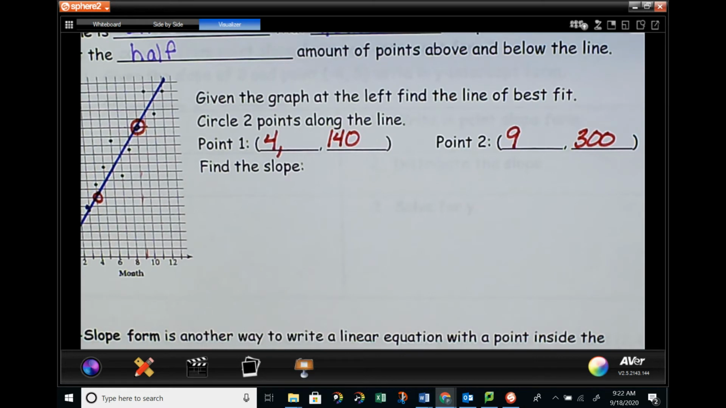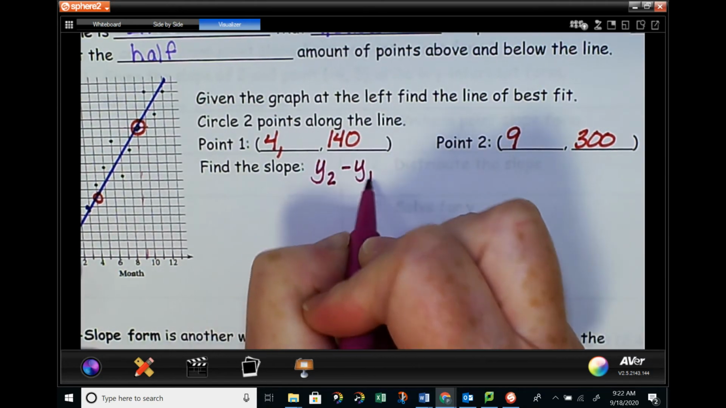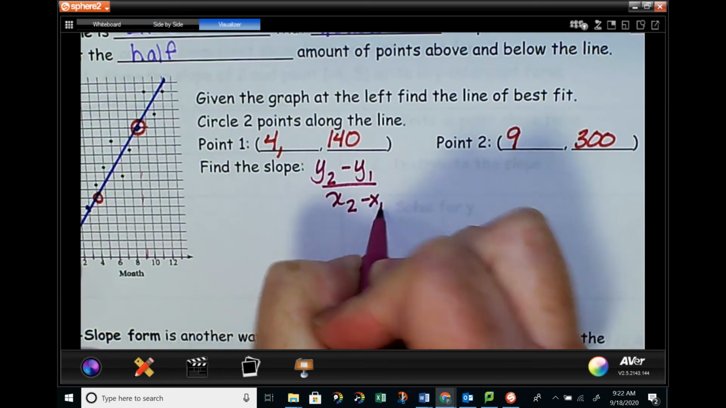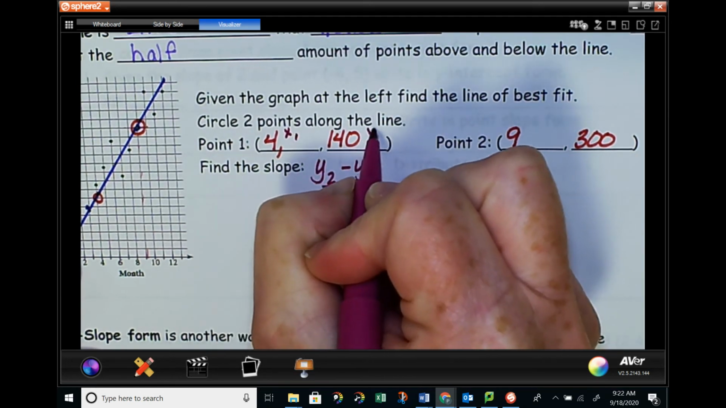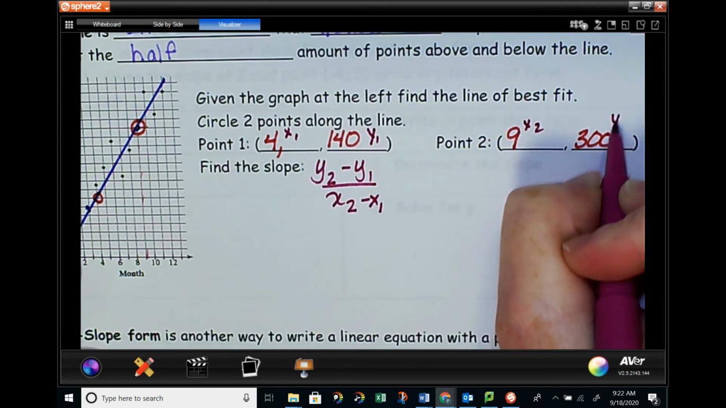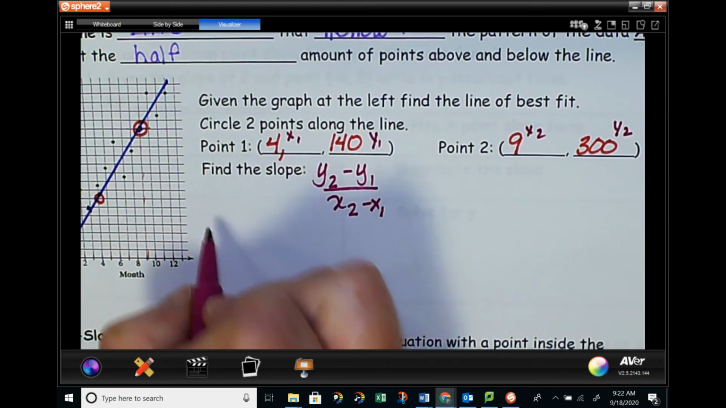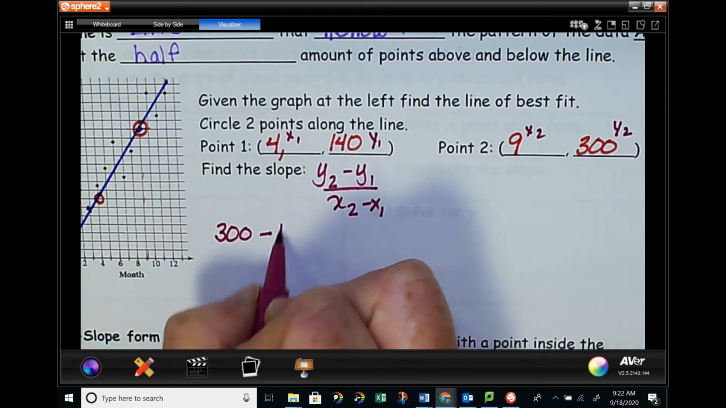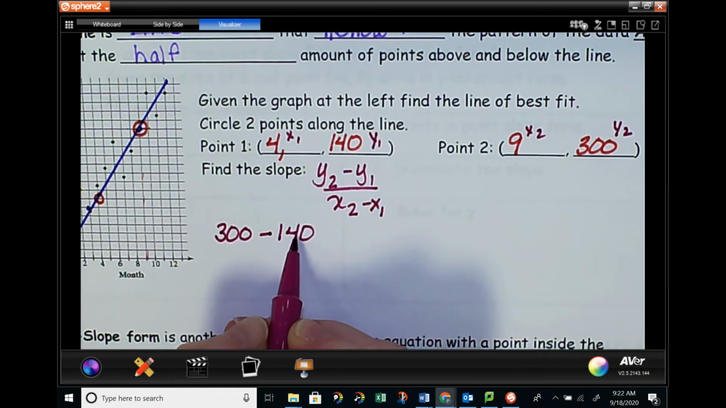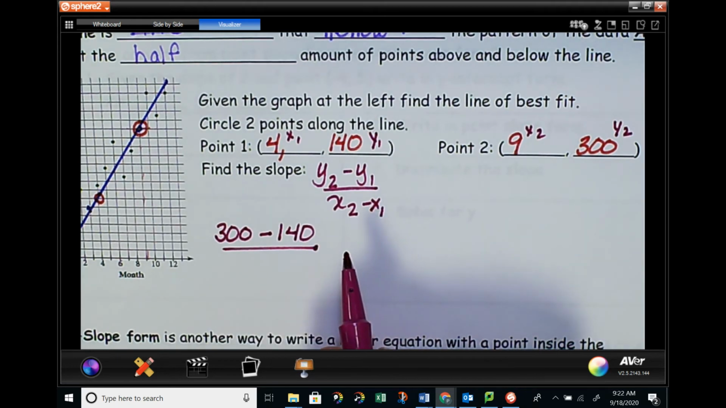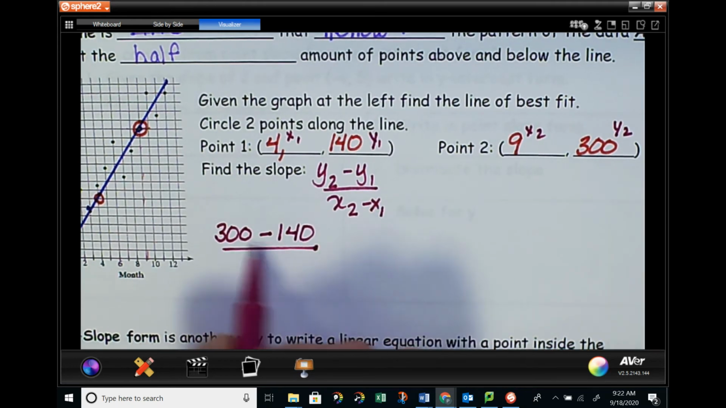Now we're going to find the slope for that. Remember, the slope is y2 minus y1 over x2 minus x1. I like to put my little labels, y1, x2, y2, as shorthand. You don't have to, but if you need it, you have it. So y2 minus y1 is 300 minus 140, divided by x2 minus x1. Y always has to go on top.